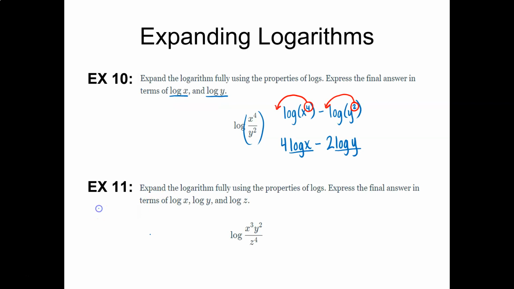Okay. For 11, it's the same deal, except this time we've got log x, log y, and log z. We've got 3 variables, right? So, let's see. Lennon, what do you think we should do first on this one?